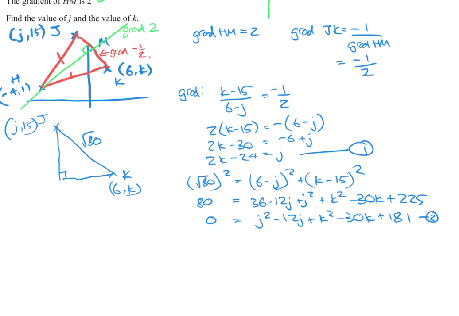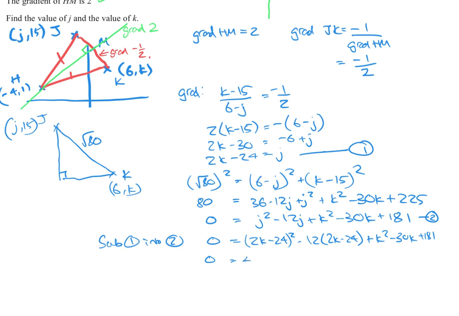And what I can do is I already know what j is equal to in terms of k, so I can actually substitute that in. So I can substitute 1 into 2. So I've got 0 equals 2k minus 24 squared minus 12 times 2k minus 24, plus k squared minus 30k plus 131. That's horrible. Let's work it through. Let's expand it out, see what we get.